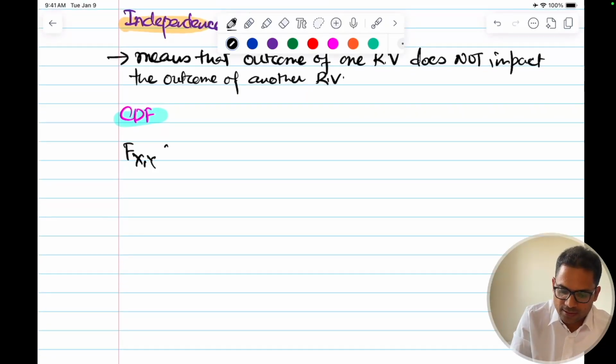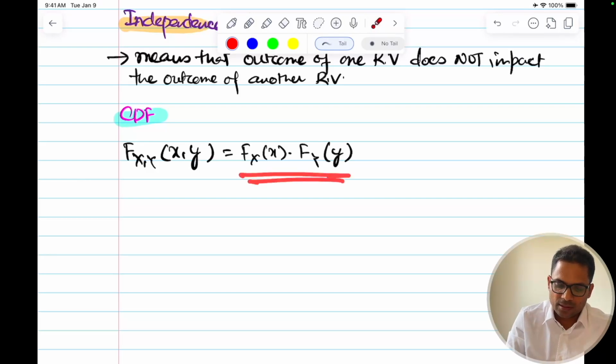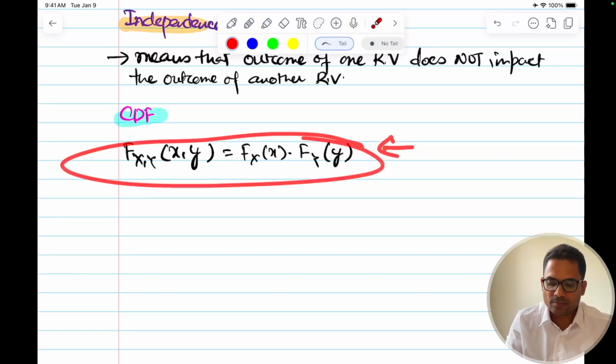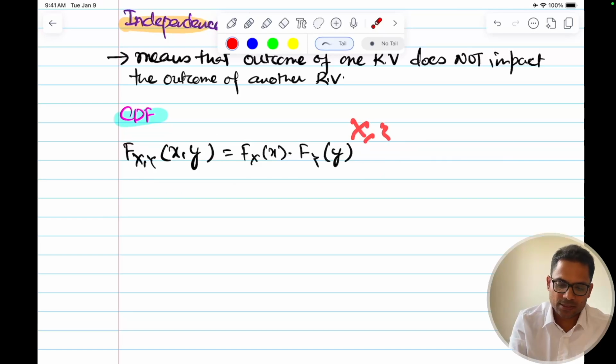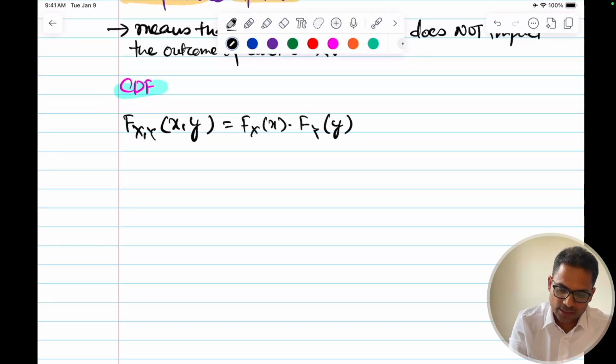If you write F_XY(x, y), this capital F is for the CDF. This is equal to F_X(x) into F_Y(y). So the joint probability is the product of the probabilities. Then these two variables X and Y are independent. So this is in the context of X and Y.